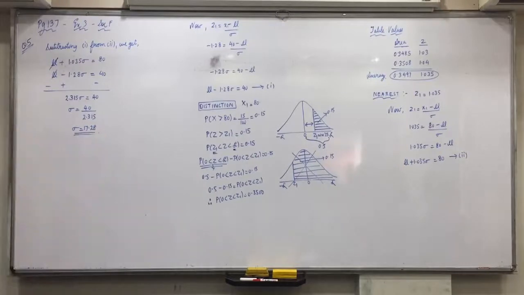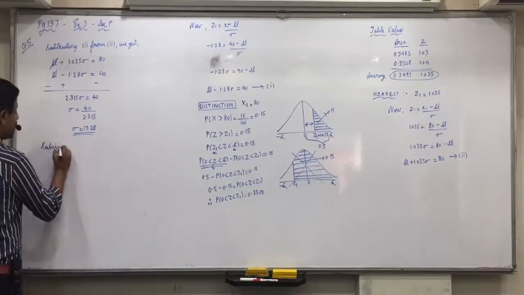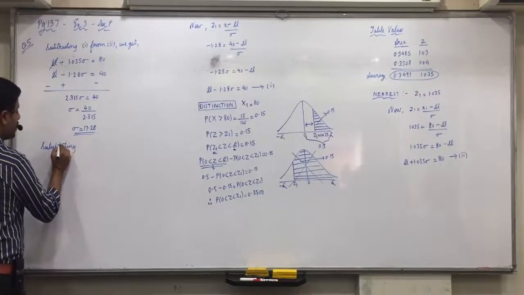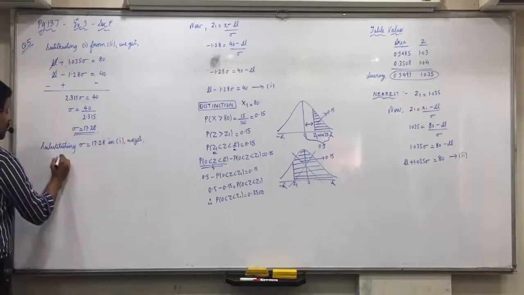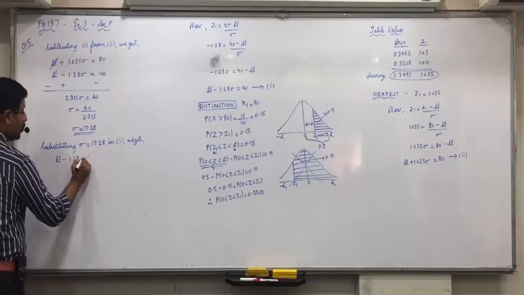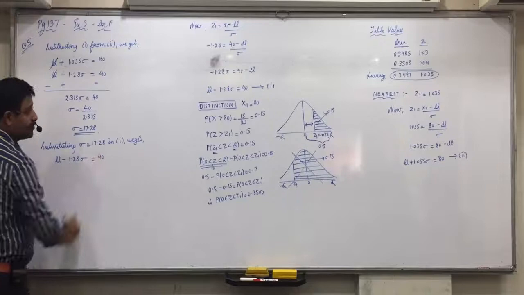17.28. Did everyone understand this? Now this we can substitute in any one equation and get the value of mu. Either in one you can substitute it or you can substitute in two. Let us substitute in one, suppose. Substituting sigma equals 17.28 in 1, we get mu minus 1.28 sigma equals 40.